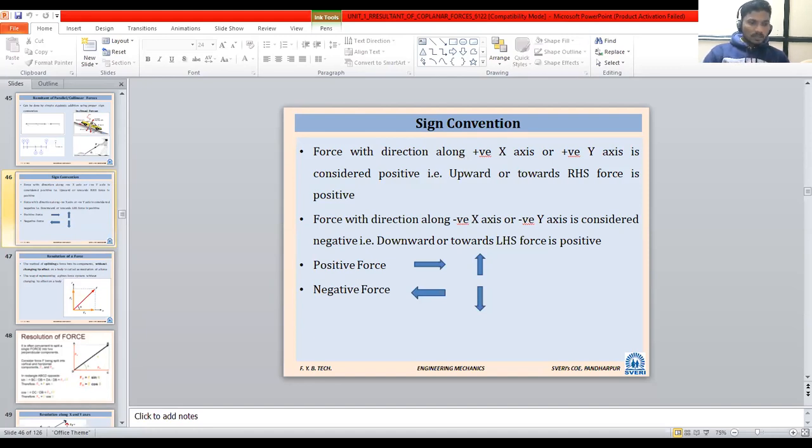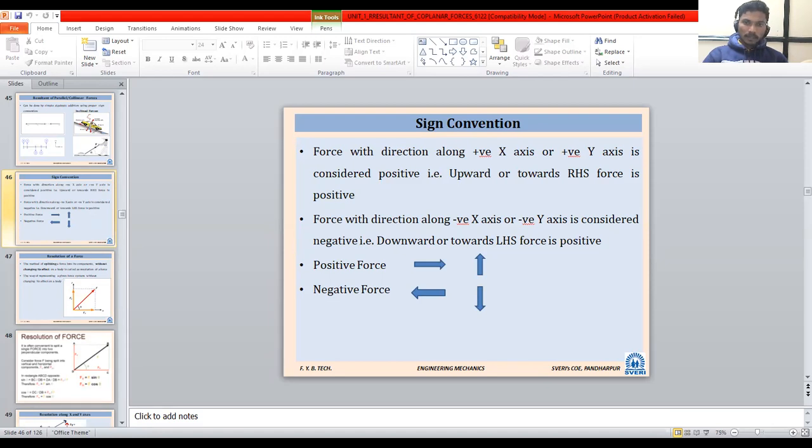Sign convention. Let us see quickly. What is the sign convention for this? How have we seen the sign convention? If the force is upward and towards what, so that we can say it is a positive force? Which force are we considering as positive? Upward and right-hand side. That force is positive.